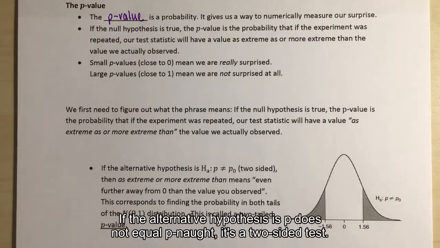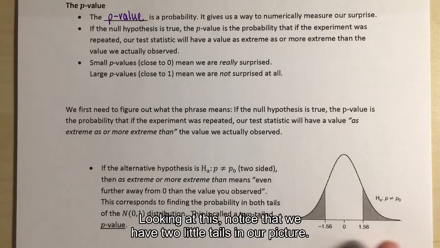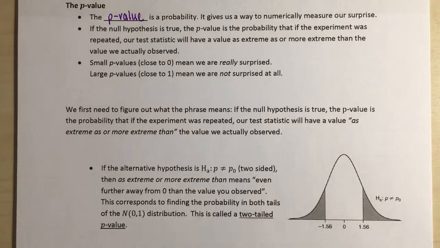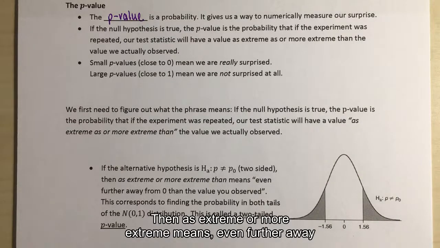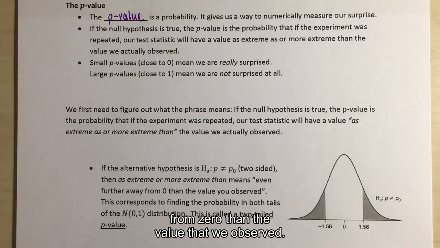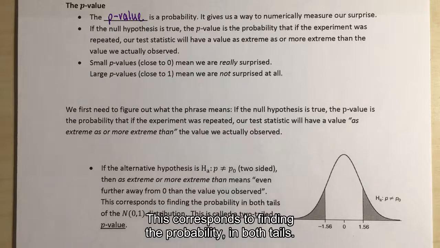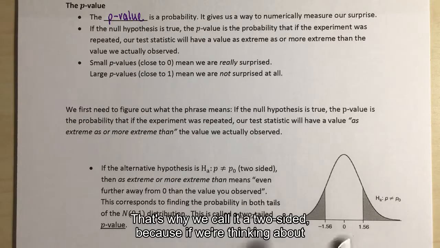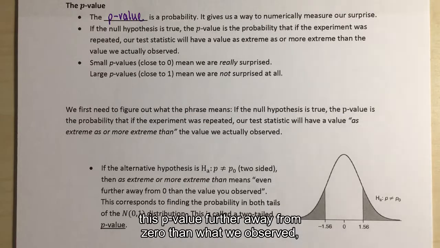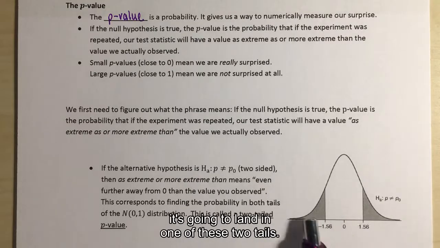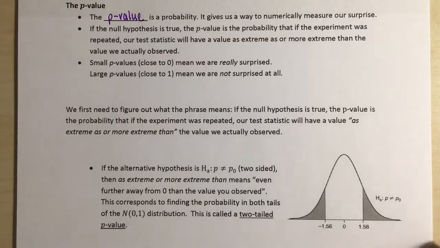So if the alternative hypothesis is p does not equal p naught, it's a two-sided test. Looking at this, notice that we have two little tails in our picture, right? Then as extreme or more extreme means even further away from 0 than the value that we observed. This corresponds to finding the probability in both tails. So that's why we called it a two-sided test, because if we're thinking about this p-value further away from 0 than what we observed, it's going to land in one of these two tails.